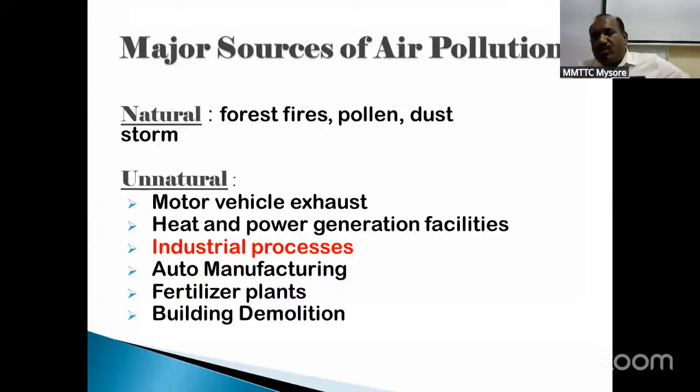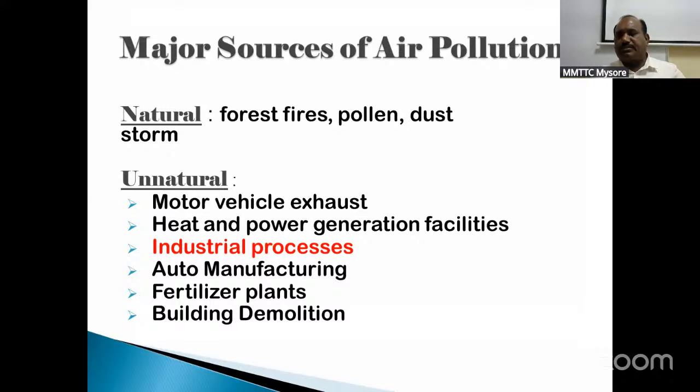What are the major sources of air pollutants? Major sources of air pollution: natural and unnatural. Forest fires, pollen, dust, volcanic eruptions, volcanoes. These are the major natural sources. No one can protect against it, no one can control it. Naturally, it is not that significant; we are bothered about unnatural sources. Natural sources may be significant in some places, but it is not a countable level. The countable level is from these unnatural sources.